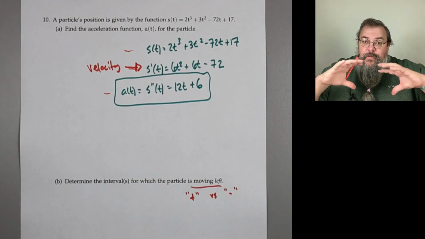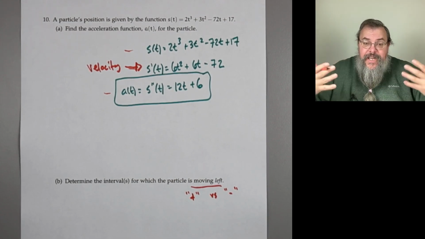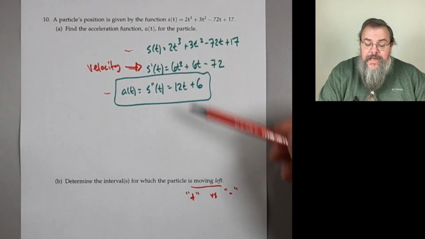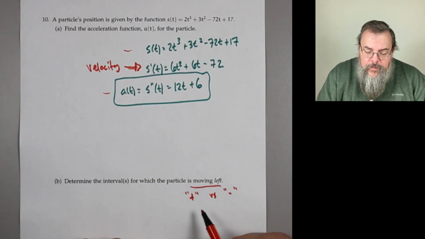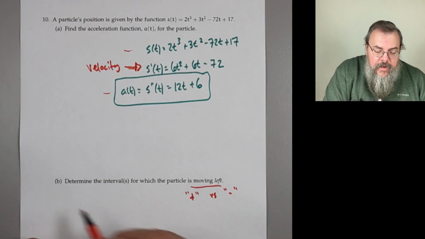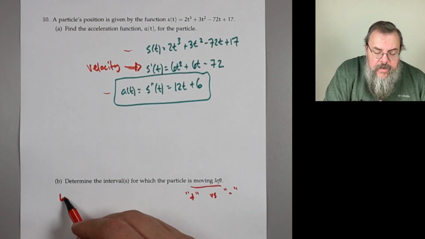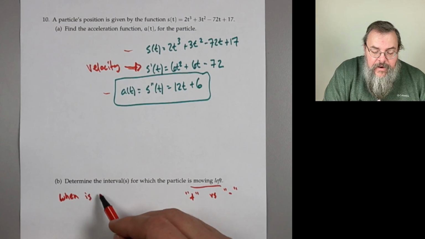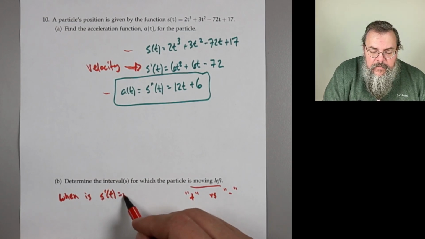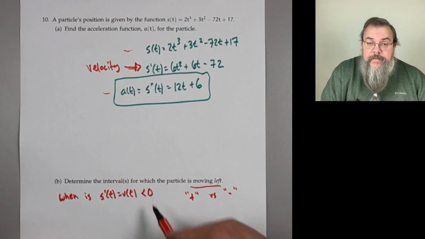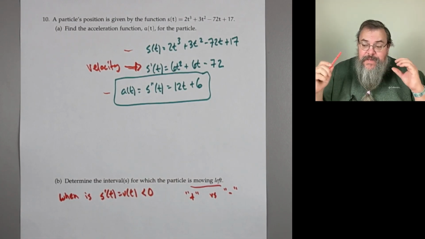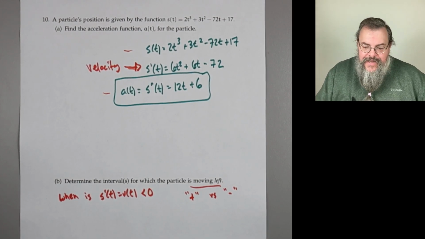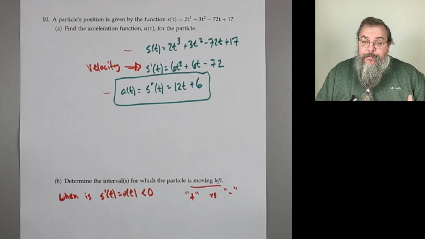So this part is really testing us. Do we understand which one of the functions we need? And do we understand what we're looking for in that function? So this can be translated as the following. We can retranslate this as: when is our s prime of t, which is our velocity, negative? Okay, all right. So that is actually a big conceptual leap, and they like testing us on these big conceptual leaps. All right, so now we have a better idea of what's going on.